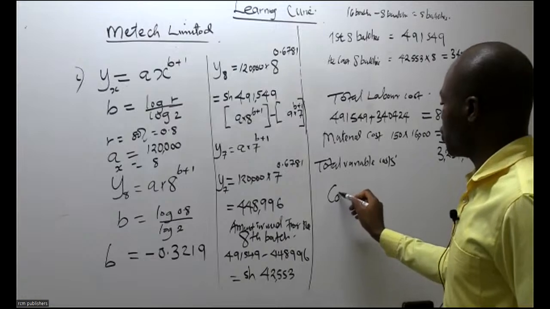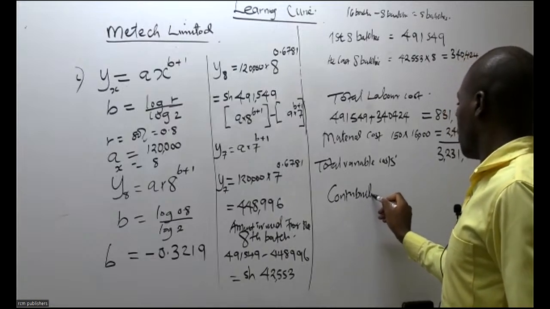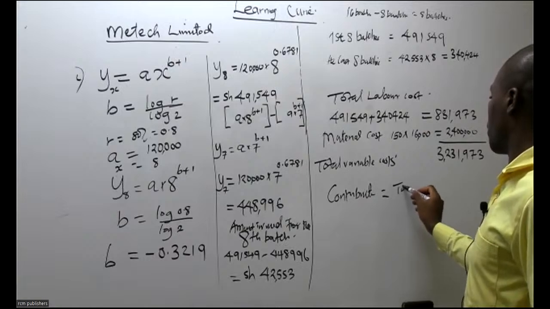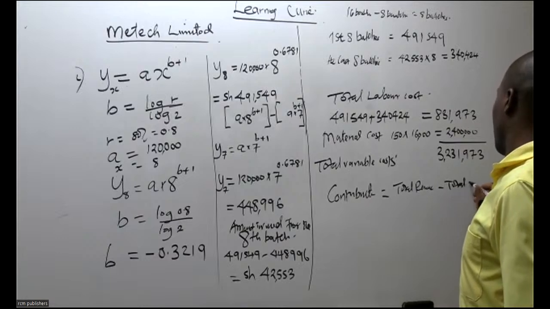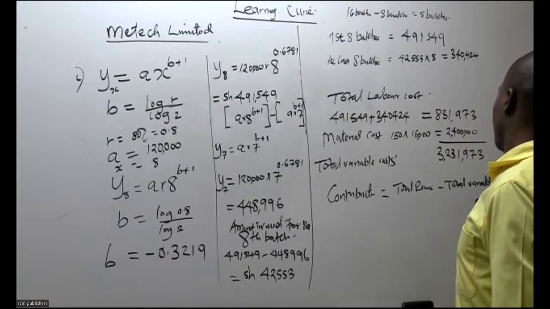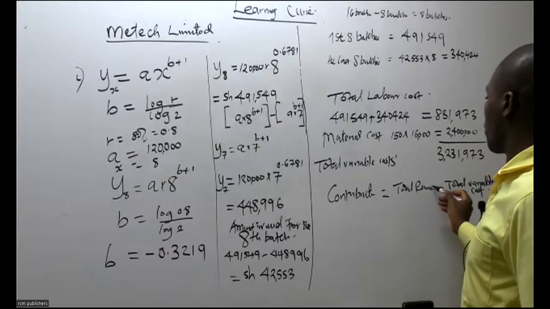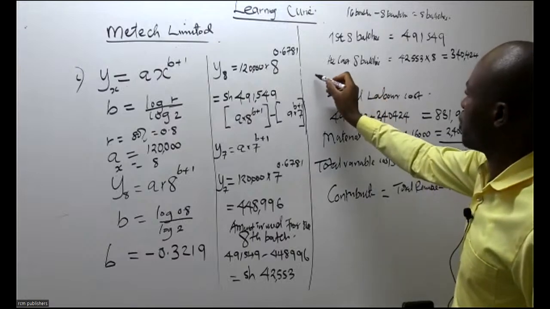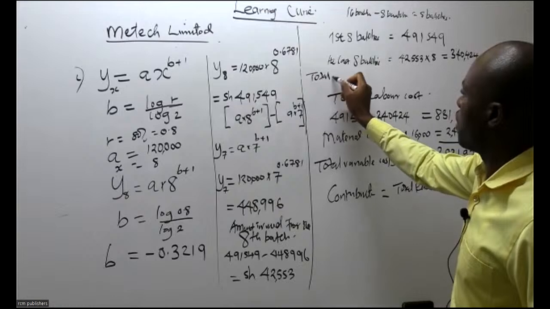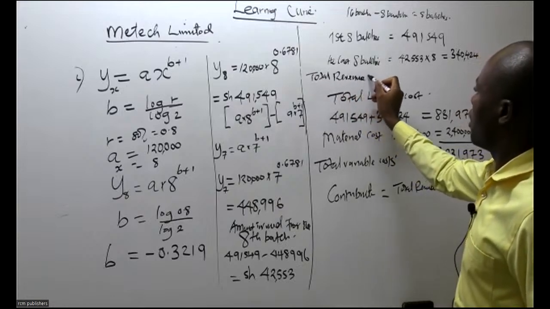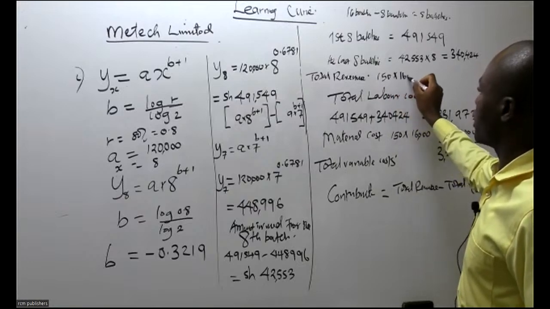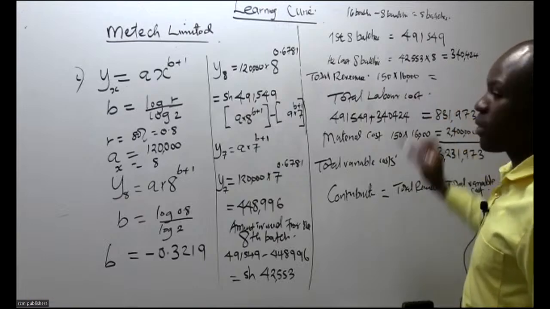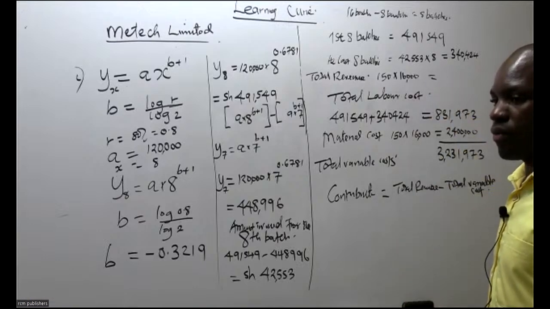How do we normally get contribution? Contribution is equivalent to total revenue or sales less total variable costs. Do we have total revenue anywhere? We can get total revenue somewhere here. Our total revenue is equivalent to selling price per unit. We multiply by the units that were sold, which is 16,000. What is your total revenue?